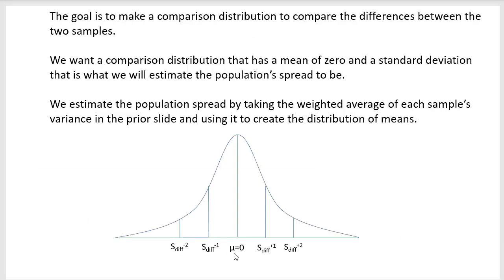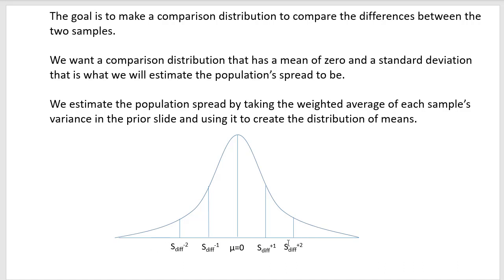We have a comparison distribution that has a mean of 0. Remember, we're trying to find out if the difference between our 2 groups is significantly different than a situation where they're equal. If the 2 groups are equal, the difference between them is 0. So we want to find out where the difference between our 2 groups falls on this comparison distribution.